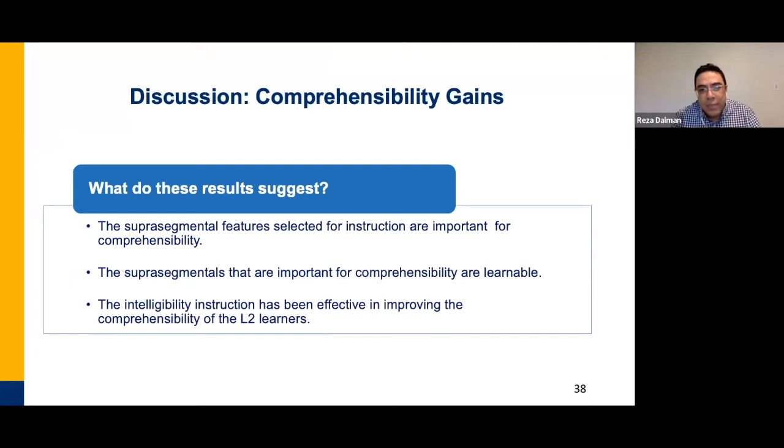Also, the suprasegmentals that are important for comprehensibility are learnable. The results of this study showed that pace, lexical stress, and level tone choice improved from the pre to post test, and overall, the L2 speakers of the intelligibility group were perceived to be more comprehensible as a result of instruction. So those features that are important for comprehensibility are to some extent learnable. And the intelligibility instruction has been effective in improving the comprehensibility of L2 learners.